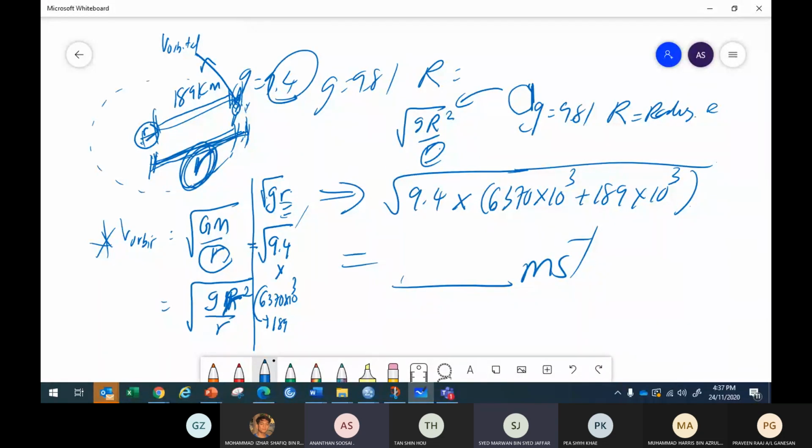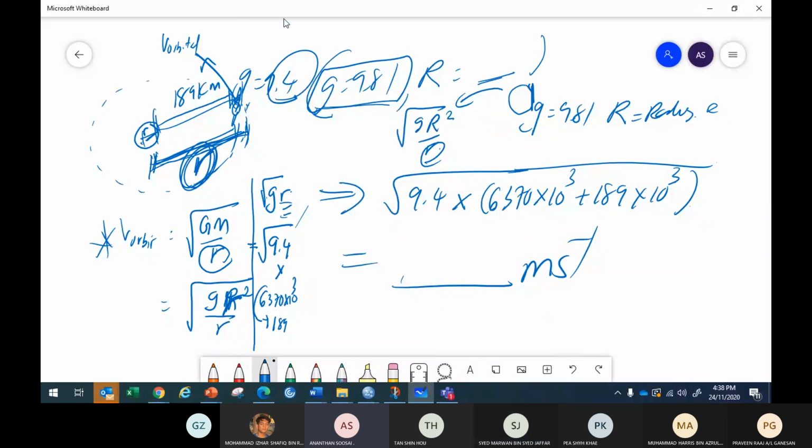But if they don't give g at that altitude, that means we must use capital R. They have to tell you that g at the surface is 9.81. If they say g is 9.81 and also at the surface, that means I need to use capital R for the one that is at that altitude.